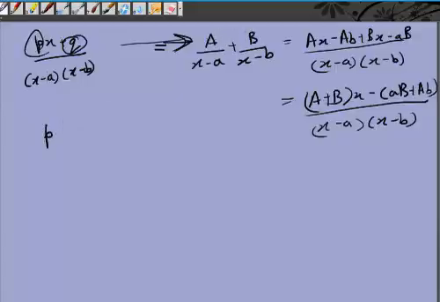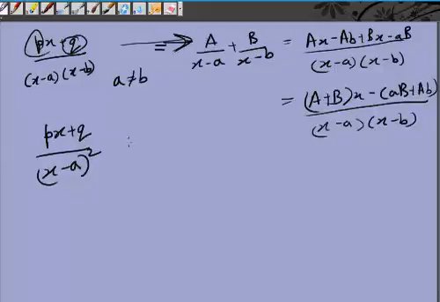If you have, let's say, so this was as long as a is not equal to b. What about if a is equal to b? Which means if you have Px plus Q divided by (x minus a) whole square. What do you do in this case? Well, you try to write it as A by (x minus a) plus B by (x minus a) whole square. So these are the two terms. You know the integral of these two terms. This will be A log of mod x minus a, and this will be minus of 1 by (x minus a), because the integral of 1 by x square is minus 1 by x.